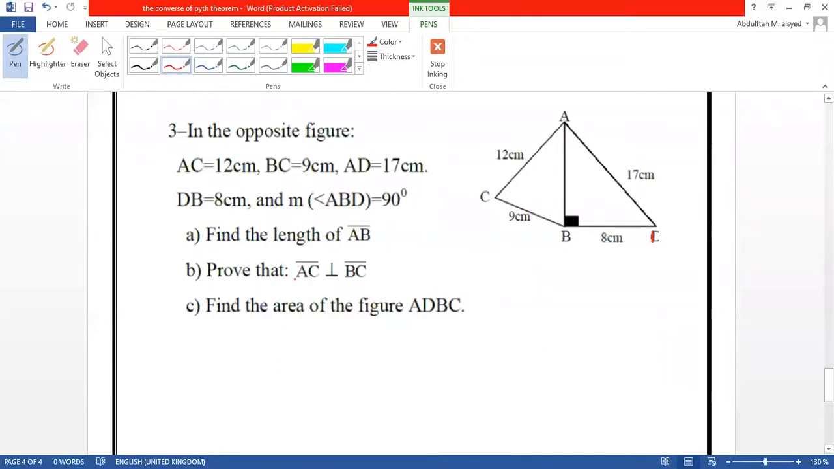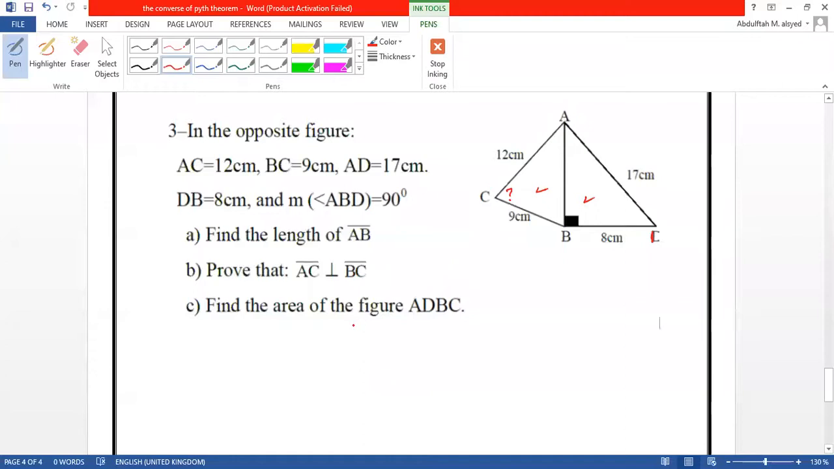Prove that AC is perpendicular to BC. This means that you have to prove that this angle is right. Find the area of the figure. Okay, so find the measure of the area of the figure ABBC by finding this area and this area, then add.